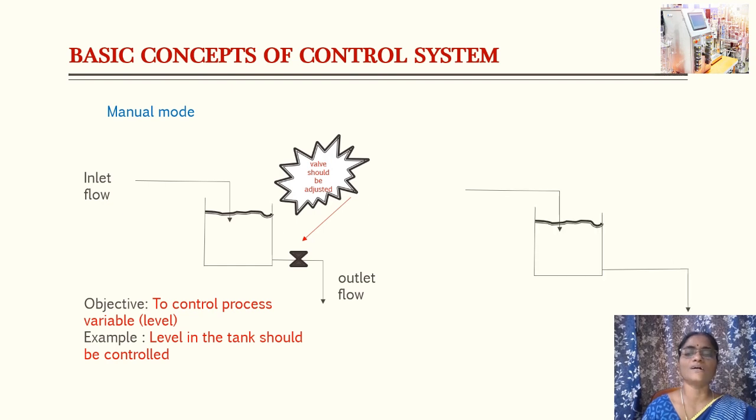In the same liquid level tank, there is a continuous inlet and a continuous outlet. How do we maintain the level by the control mode? The level in the tank will be measured by using a measuring instrument. Usually we call it a thermocouple or any temperature sensing device.